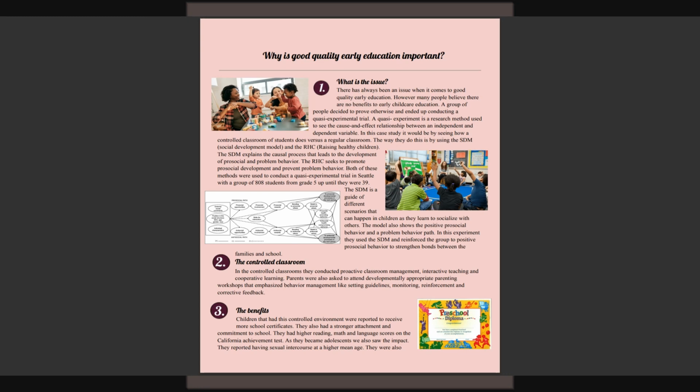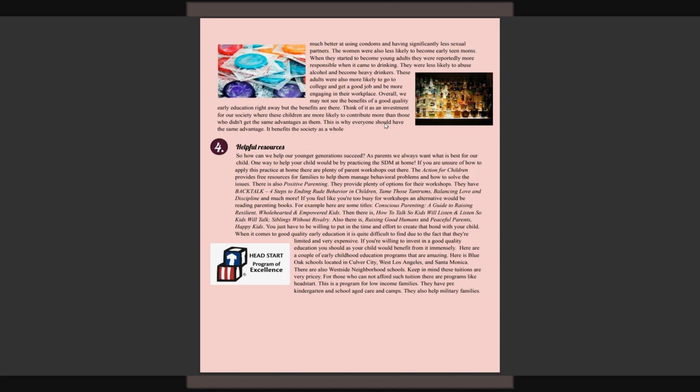Some of the benefits in the controlled environment were that children were reported to receive more school certificates. They also had a stronger attachment and commitment to school. They had higher reading, math, and language scores on the California Achievement Test. As they became adolescents, we also saw the impact. They reported having sexual intercourse at a higher mean age. They were also much better at using condoms and having significantly less sexual partners. The women were also less likely to become early teen moms.